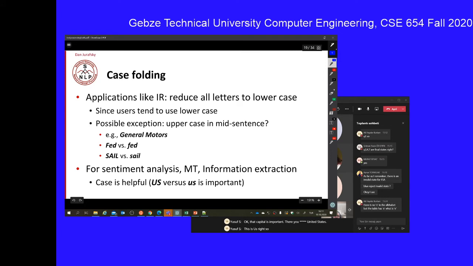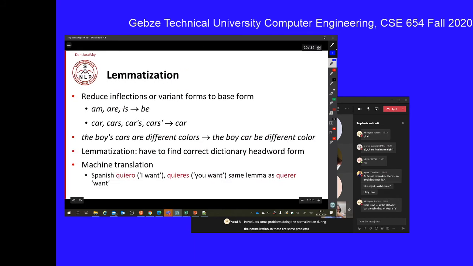So sometimes case folding, uppercase and lowercase, introduces some problems during the normalization. These are some problems specified for English. Lemmatization: remember we talked about the lemma, the stem or root of the words. We like to see "am," "are," "is" all to be "be." Cars, all of them belong to this equivalence class "car."